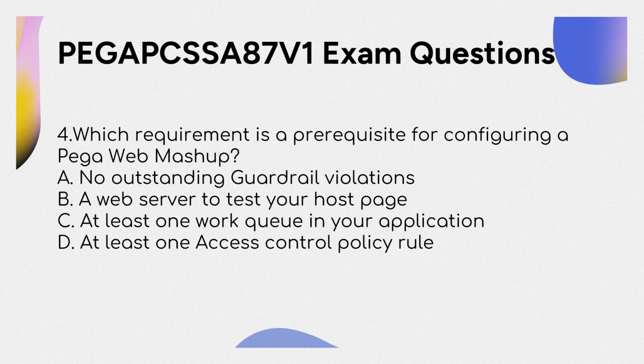4. Which requirement is a prerequisite for configuring a Pega Web Mashup? A. No outstanding guardrail violations. B. A web server to test your host page. C. At least one work queue in your application. D. At least one access control policy rule.